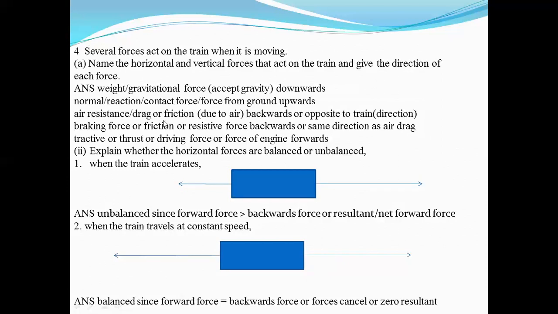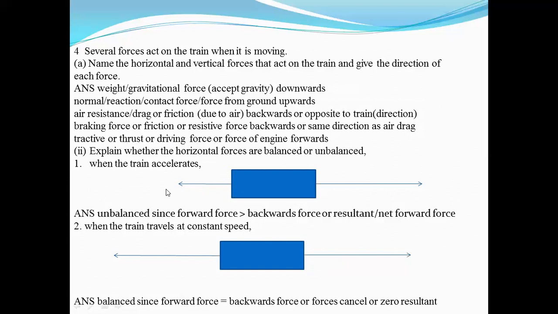So weight and the reaction force are the vertical forces. Horizontal forces will be the air resistance, which acts in the backward direction, and the other horizontal force will be the thrust exerted by the train engine in the forward direction.